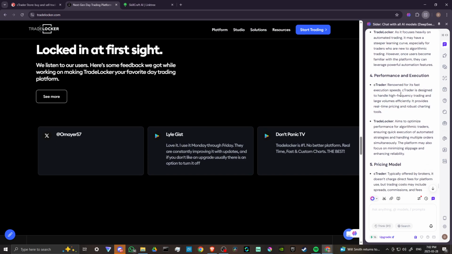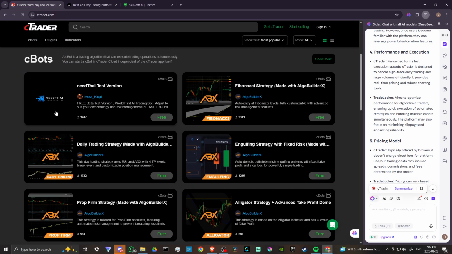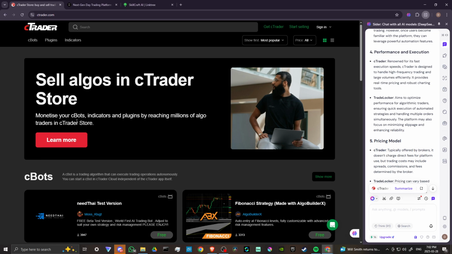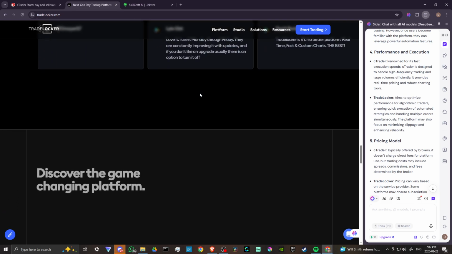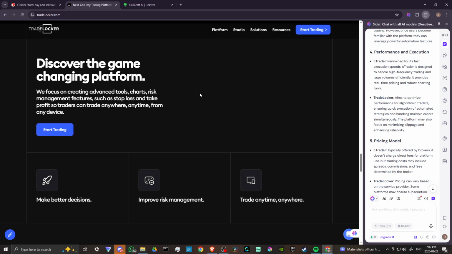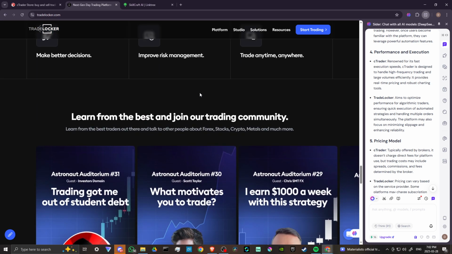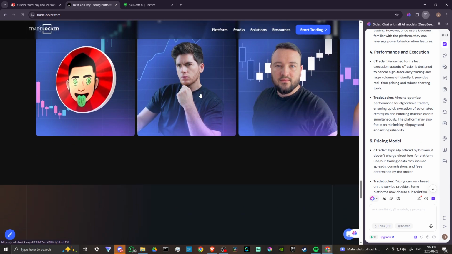Ctrader is known for its execution speeds and is designed to handle high volume trading and larger volumes efficiently. It provides real-time pricing and robust charting tools. Tradelocker aims to optimize performance for algorithmic traders, ensuring quick execution of automated strategies and handling multiple orders simultaneously. The platform may also focus on minimizing slippage and enhancing reliability.